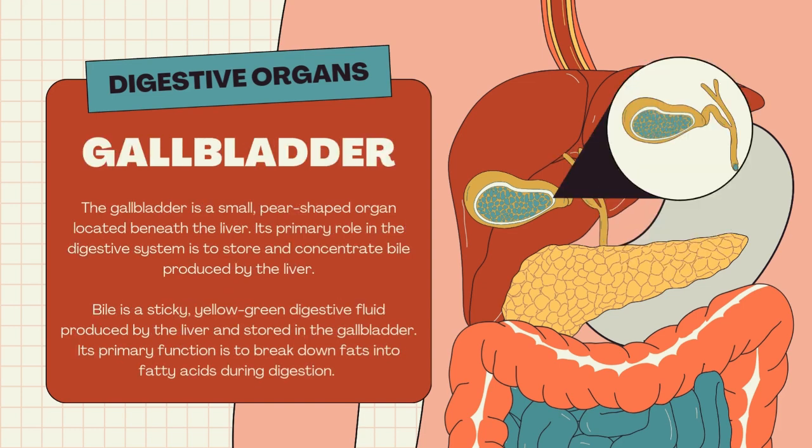Gallbladder. The gallbladder is a small, pear-shaped organ located beneath the liver. Its primary role in the digestive system is to store and concentrate bile produced by the liver. Bile is a sticky, yellow-green digestive fluid produced by the liver and stored in the gallbladder. Its primary function is to break down fats into fatty acids during digestion.